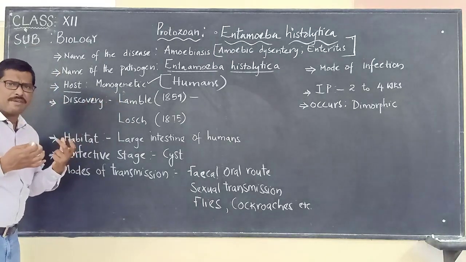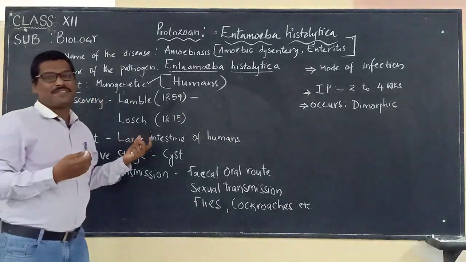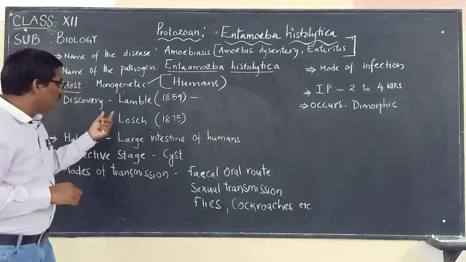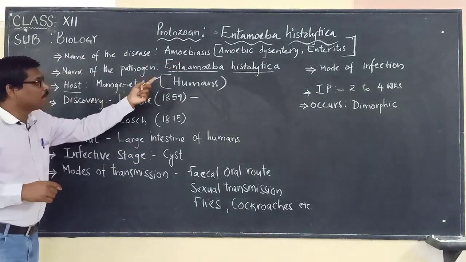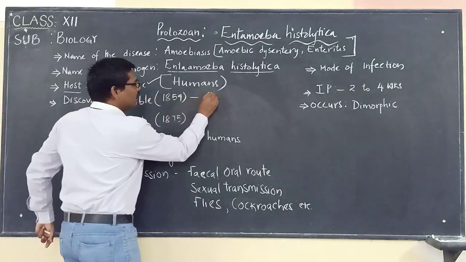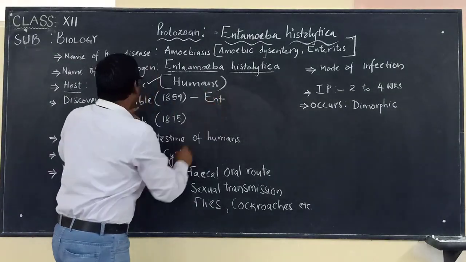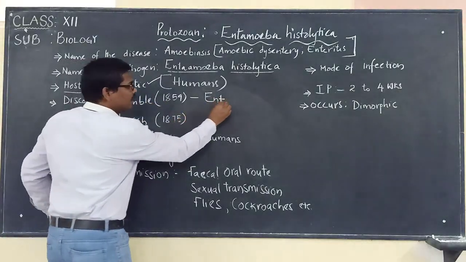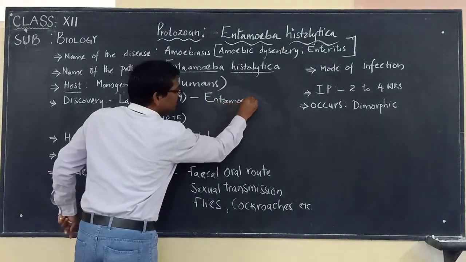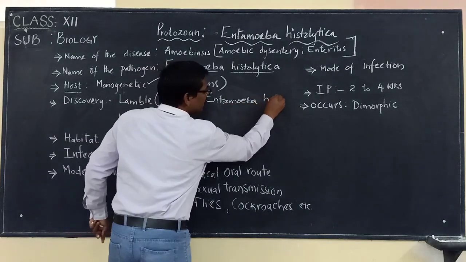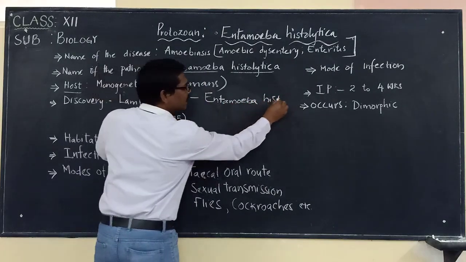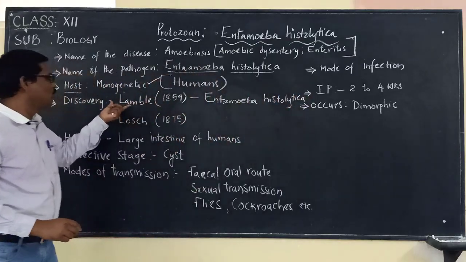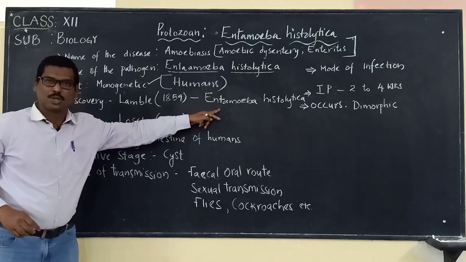Now, who is the scientist who first discovered Entamoeba histolytica? The scientist who discovered Entamoeba histolytica is Lambert. In the year 1859, Lambert discovered Entamoeba histolytica. He is the one who discovered this particular protozoan.